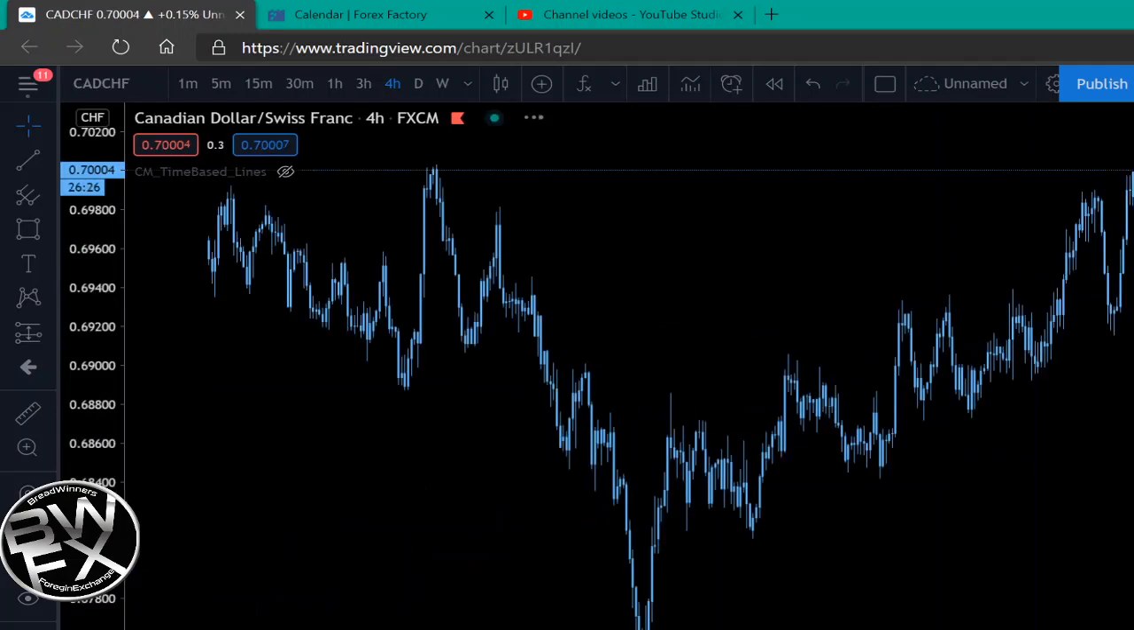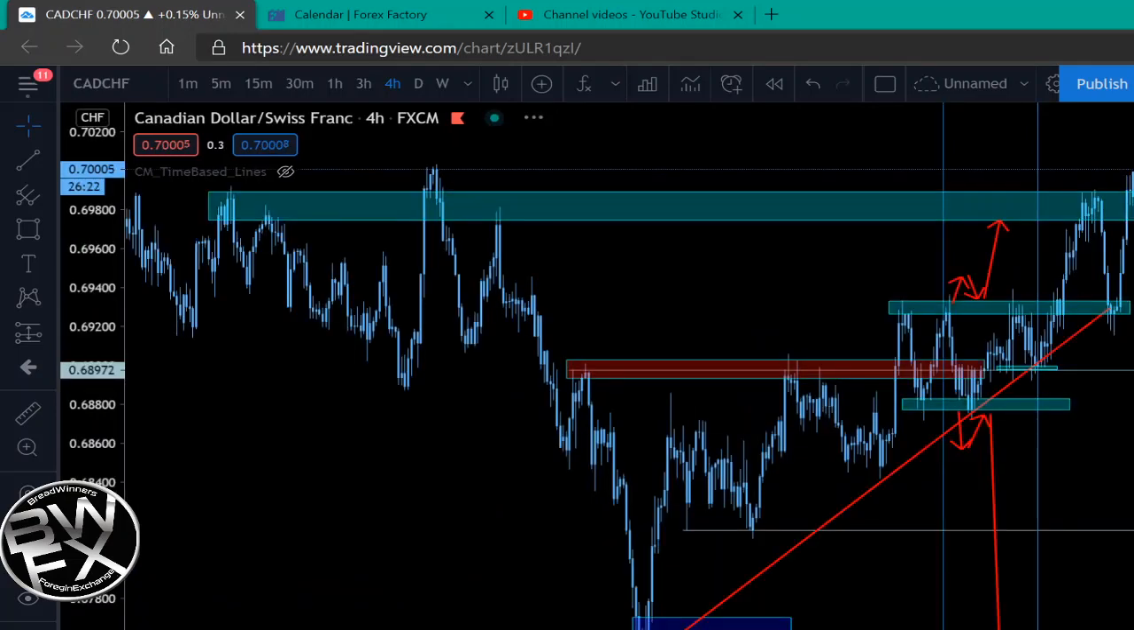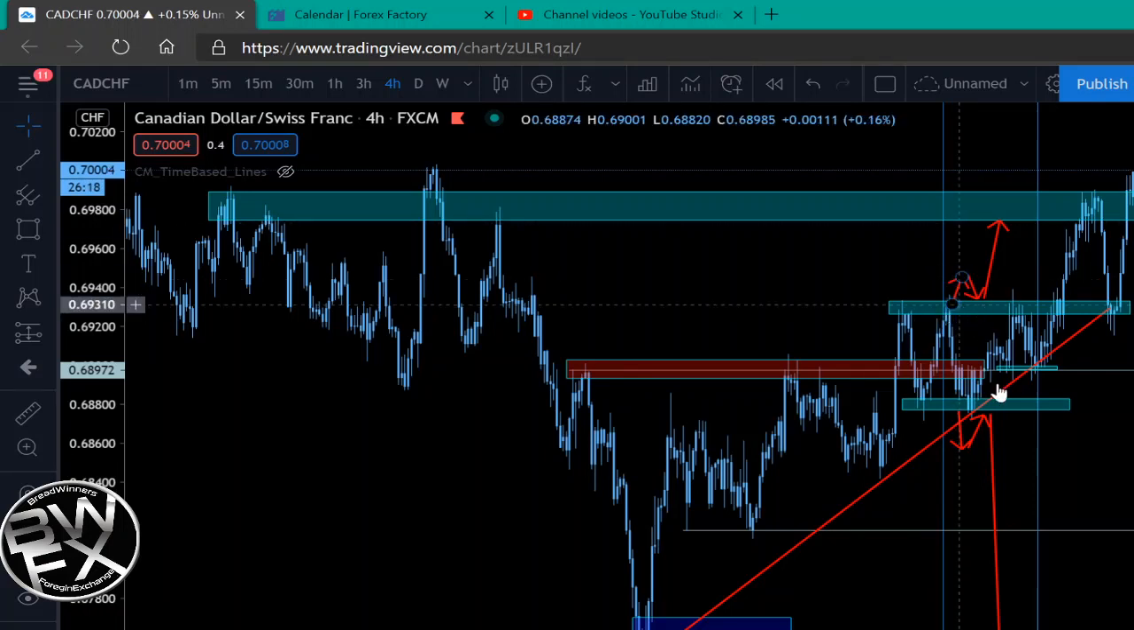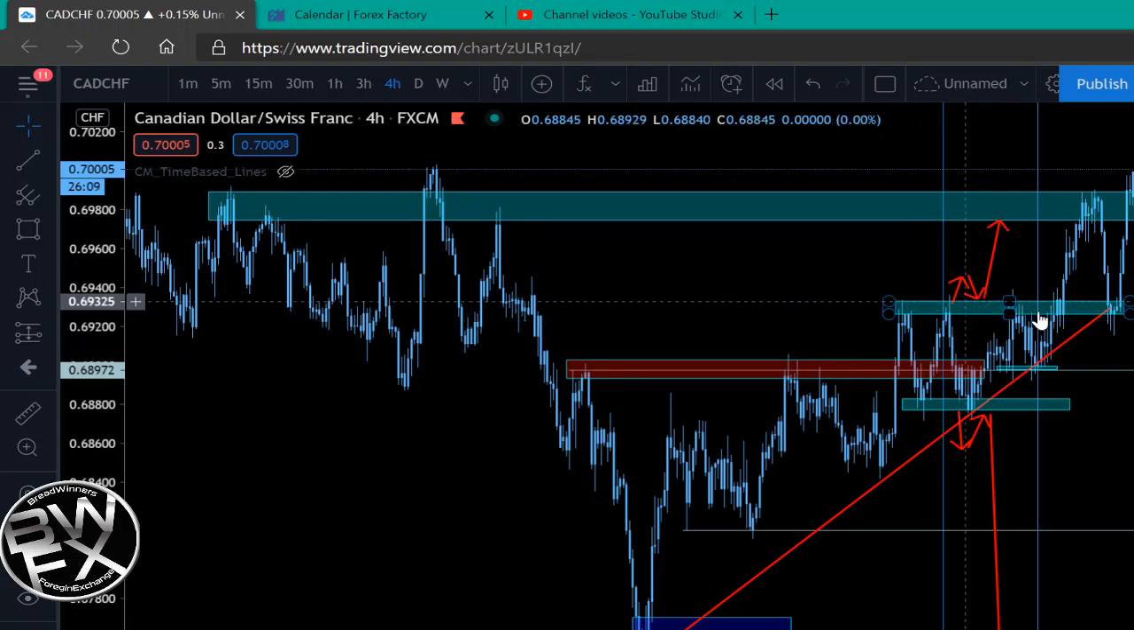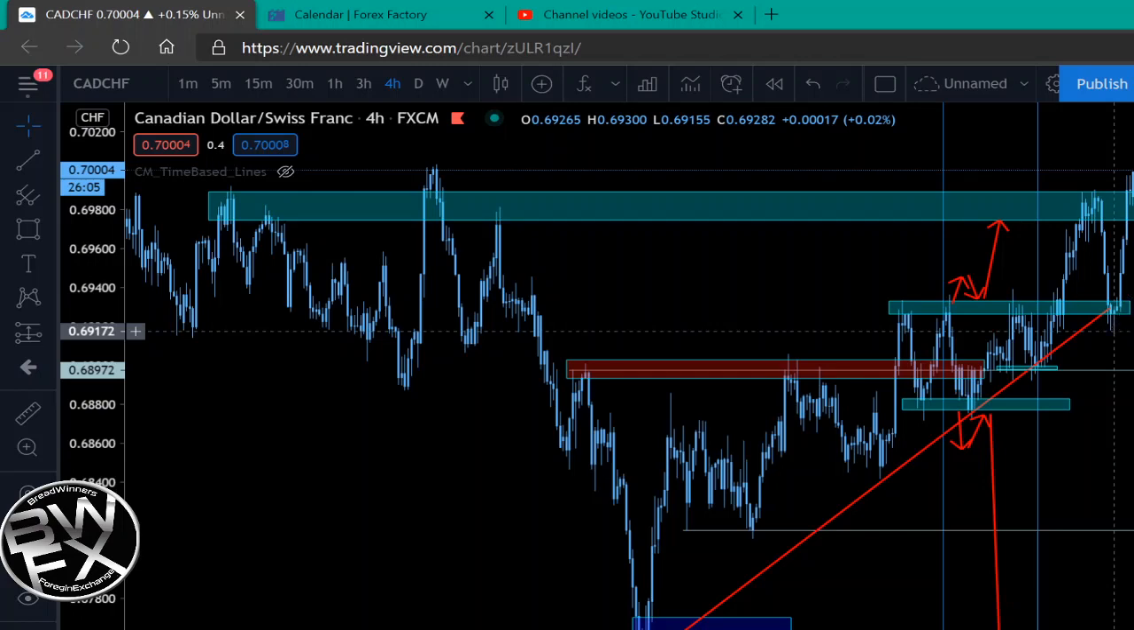Let's see what's happening with CAD CHF. Okay, guys. Remember we talked about this maybe 2 weeks ago. I still have it drawn up on my chart where I said maybe I'm waiting on a breakout of either one of these zones, which actually happened last week. Well, I said it'll possibly break, come back, retest this zone, and then continue up.